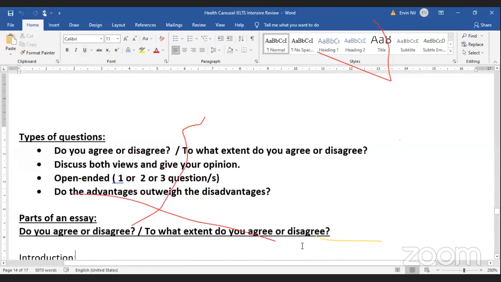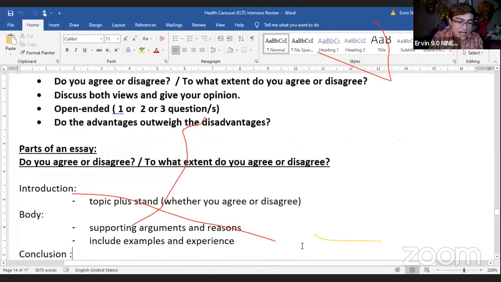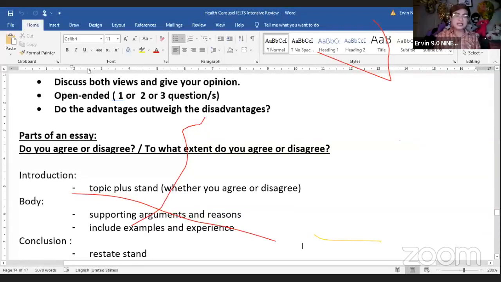Now, let's take a look at the parts of an essay for agree or disagree. In the introduction, the IELTS examiners expect that you're going to present the topic using your own words, without copying the exact words found in the task description. At the same time, you are required to include your stance. So what is the stance? This is the one that says whether you agree or disagree with something.